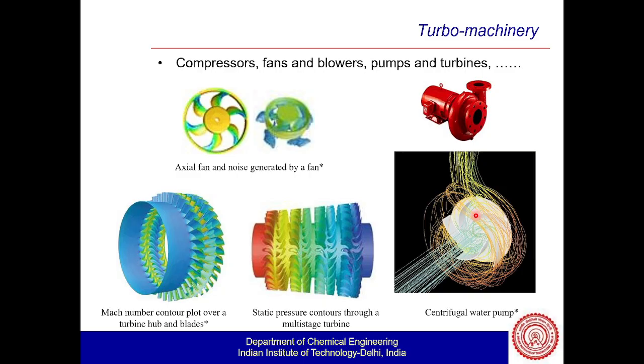And the axial fans and the noise generated by a fan. You can also see how the noise is propagated by a fan by using different acoustic equations alongside the flow velocity, the mass and the continuity equation. And the Mach number contour plots over the turbine hub and blades. From there you can find out what the velocity is on the turbine hub and blades. That can also be done by using CFD. You have to see whether some shock waves or discontinuities are created which are going to hurt the turbine. Those things you can see by using CFD.